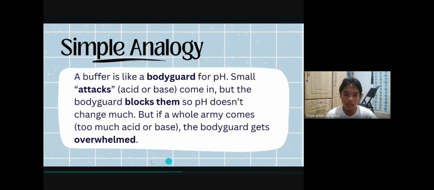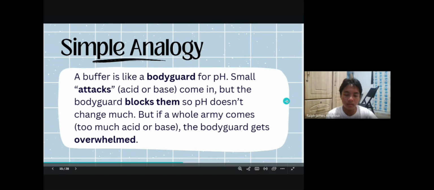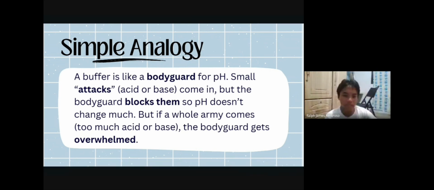It will only have the capacity of small amounts of acid or base. But if it is too much po, then magbabago po yung pH ng buffer natin.